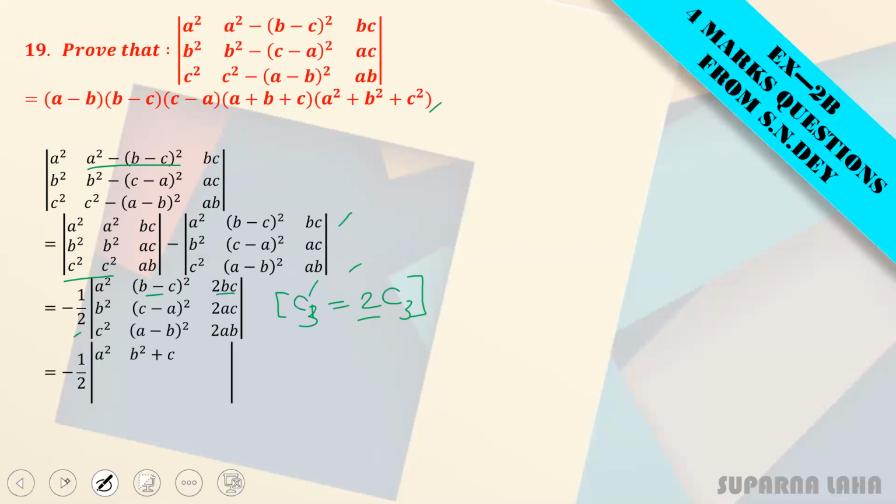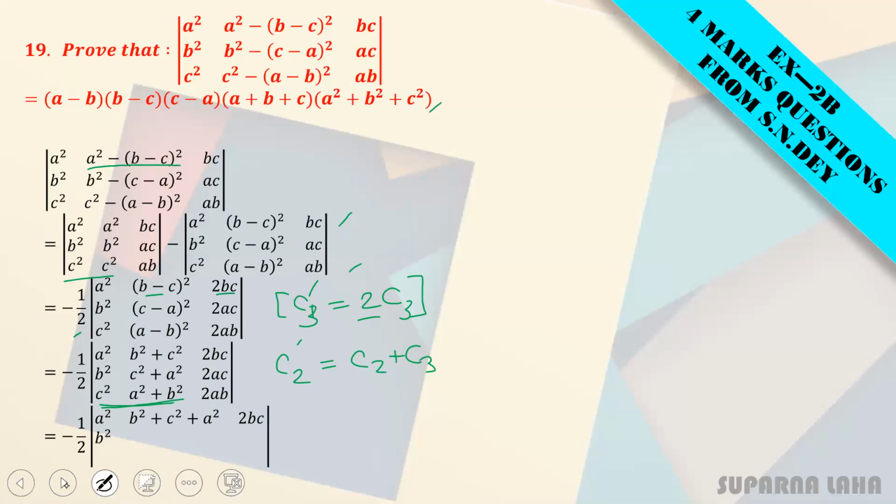You will find this value is given by b square plus c square, since it's a formula. a square plus b square is given by a minus b the whole square plus 2ab. So what we are doing? We are just applying this C2 dash is given by C2 plus C3. Now if we add these 2 columns, so what you will get? You will get this factor a square plus b square plus c square. So C2 dash again given by C2 plus C1.